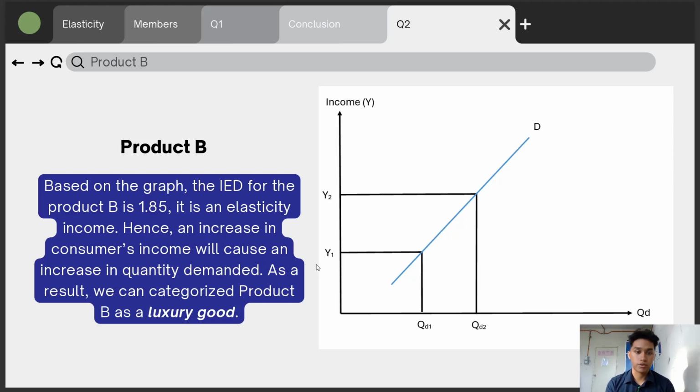So let's see on the graph. When consumer income increases from Y1 to Y2, it will cause an increase in quantity demanded. It will increase from QD1 to QD2. So based on the graph here, we can categorize our product B as a luxury good.